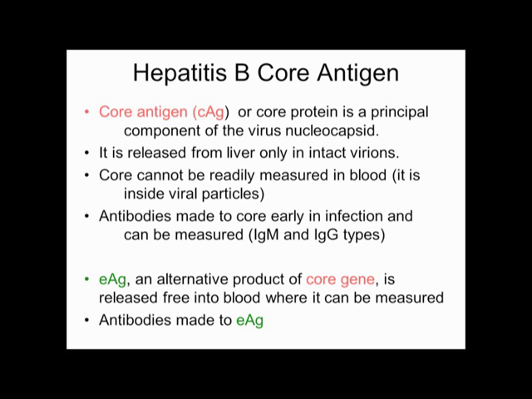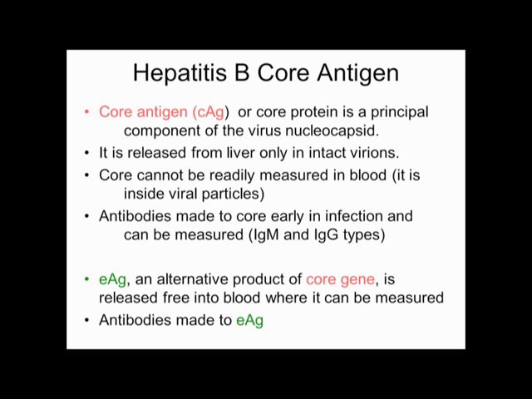Now we have another protein, E antigen. It's an alternately spliced product of the core gene, and I'll show you a picture of that. It's also made in excess when the liver is producing a ton of virus. And it can be measured, and there's an antibody to it.